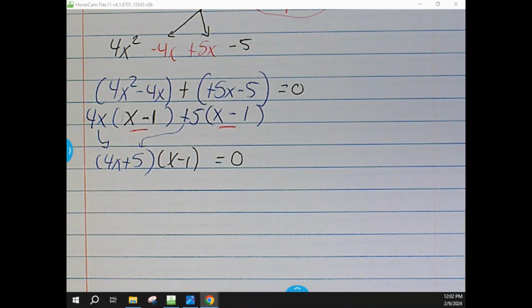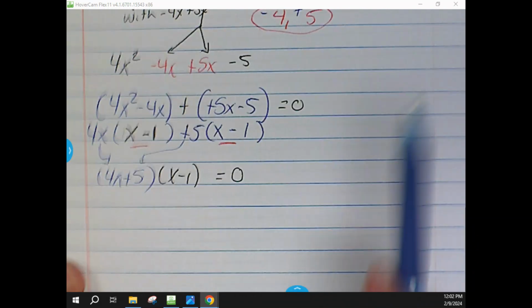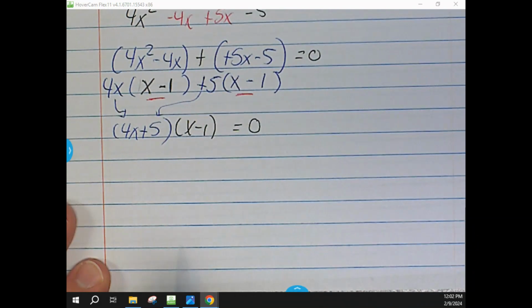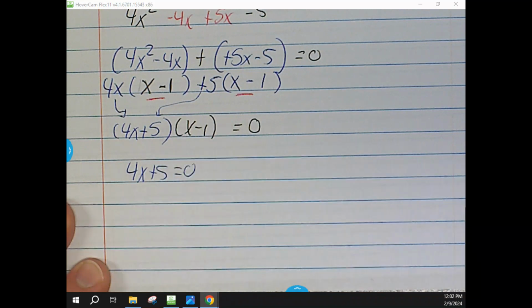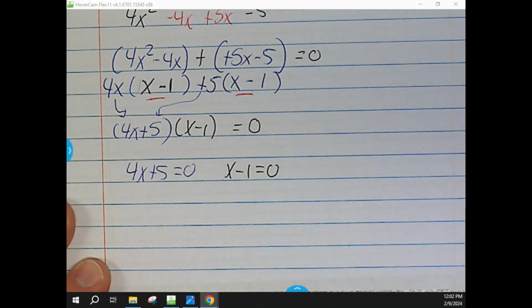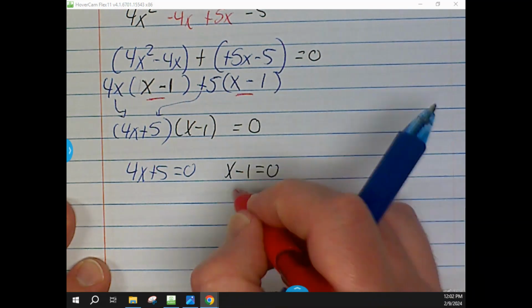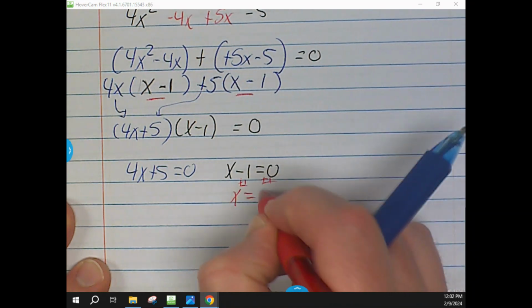Okay, and that's where we were a couple of days ago. That we got to there, we can stop. But again, if we're solving it, if we've got this equals 0 in there, if we've got the equal sign anywhere, that's where we have to go that extra step. Now we're going to take this 4x plus 5, set it equal to 0, and then take the x minus 1 and set it equal to 0. Okay, this one will go really easy because it's x minus 1 equals 0. We're just going to add 1 to both sides, and we've got our answer. So that one is x equals 1.